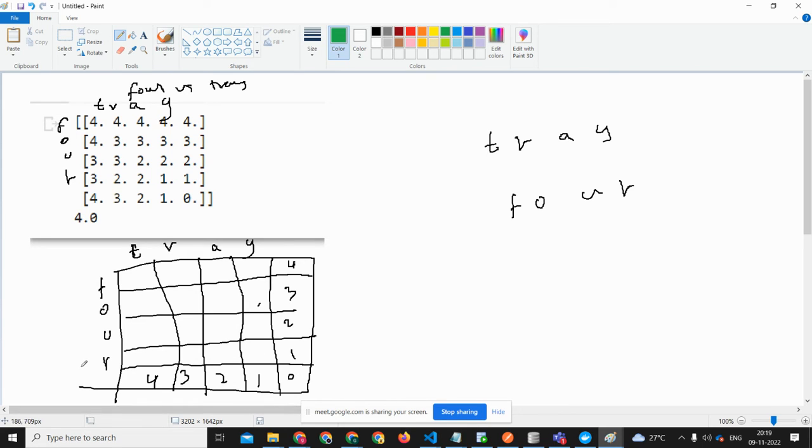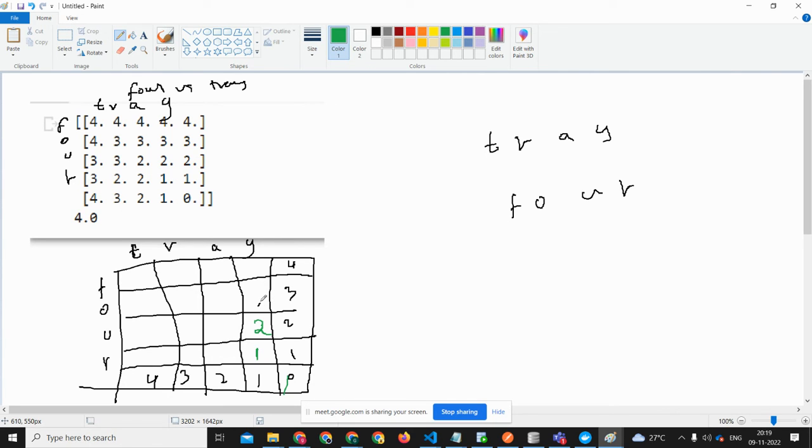The first row, R and Y. They're not the same, R and Y are different, so one. Good. Then U and Y. You're going diagonal? No, I'm going straight, straight up. U and Y is different, so it is two. Good.